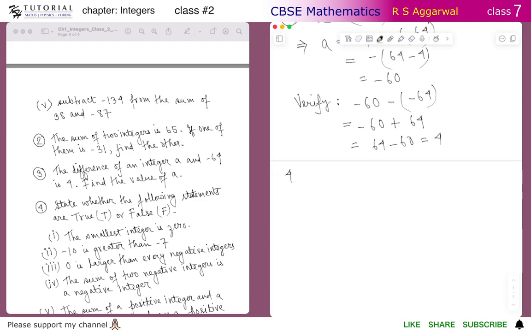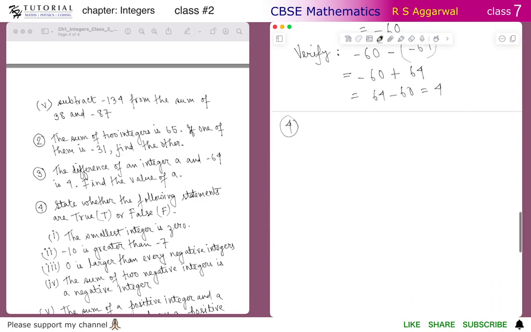Let's see the problem number 4. State whether the following statements are true or false. Okay, let's see. First, the smallest integer is 0. Sorry, the smallest integer is 0. This is false because there is no smallest integer.